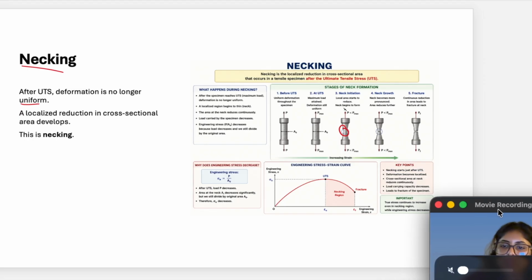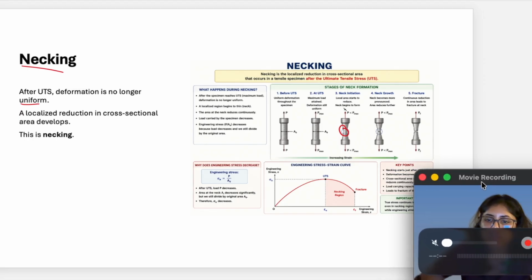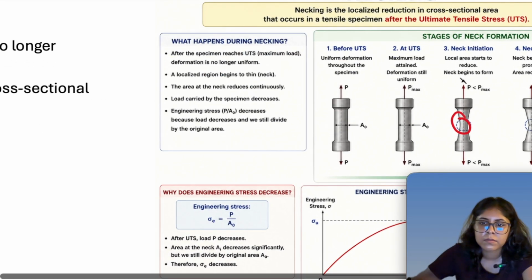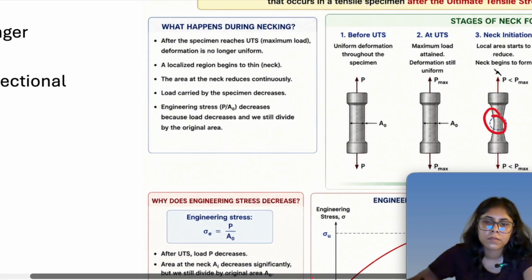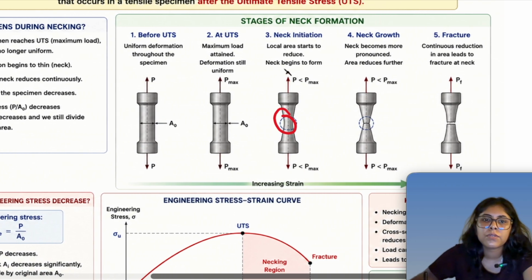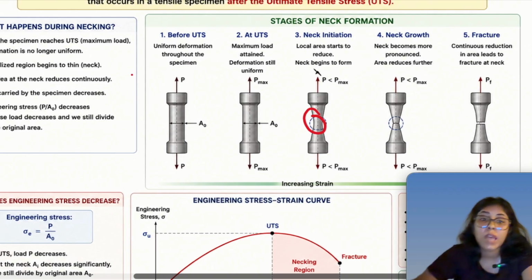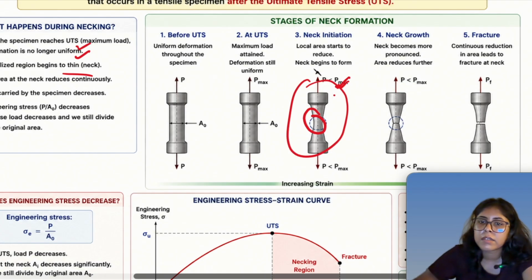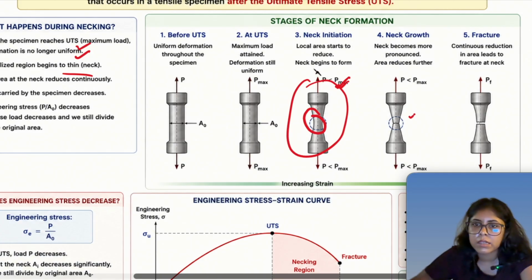If I zoom in, you can see what's happening during necking. After the specimen reaches the ultimate, that means maximum load, the deformation will not be uniform after that. So a localized region begins to thin. This is the area where you got the maximum load. In this case, the load is still less than maximum.